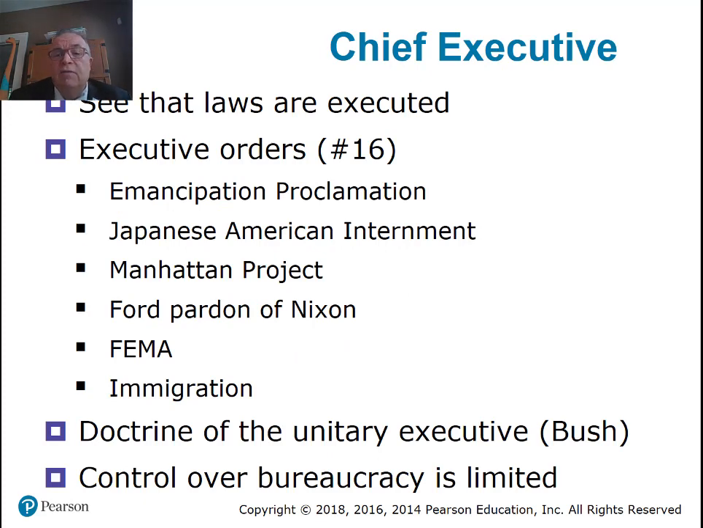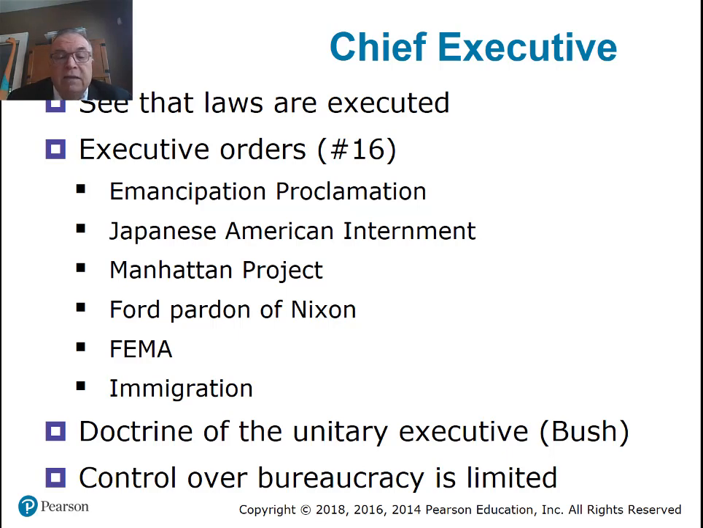The chief executive initially was, well, let's just make sure the laws are executed. But executive orders, and this is going to be a focus of our time together in class, and number 16 on the list, how do presidents exercise control over the federal bureaucracy, the people that work for him but are not politically connected? And the answer is he uses executive orders to do that. And these are some examples that I'll get into when we have our class.